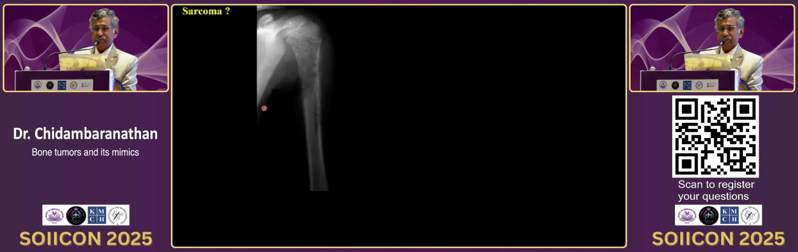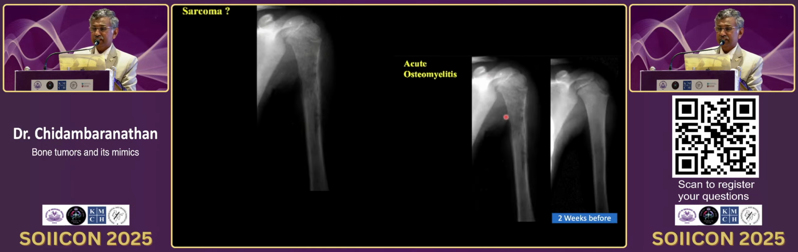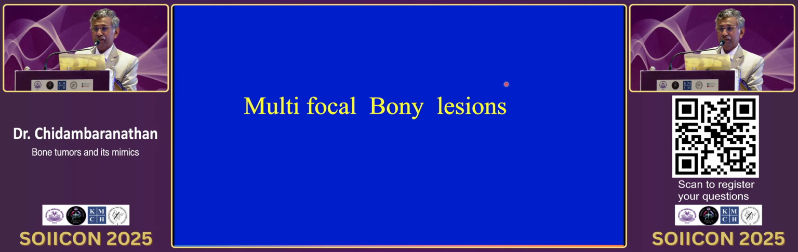See, the patient looked like a sarcoma, almost like sarcoma we said. But if you see the old image, it is easy to say this is not a sarcoma, this is acute osteomyelitis. Two weeks before it was normal. How can this be anything other than osteomyelitis? Okay. So please ask for old images.